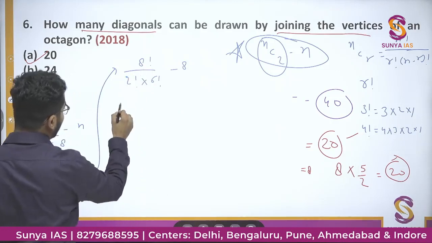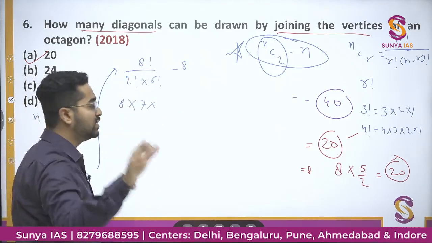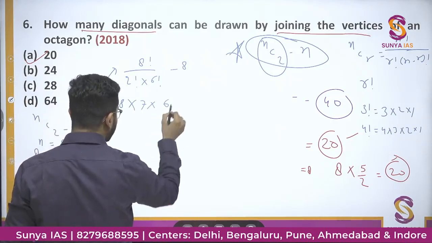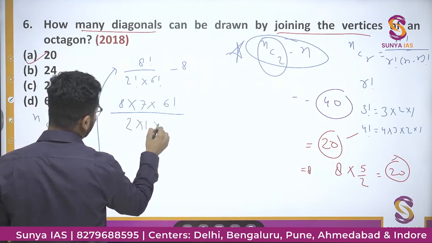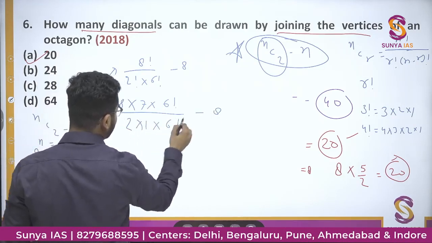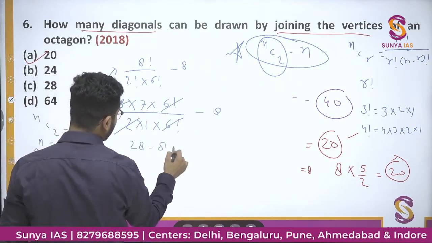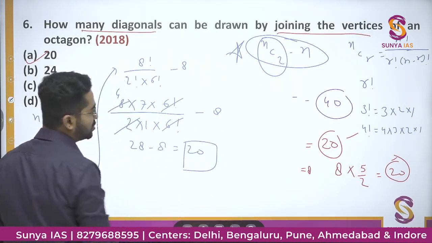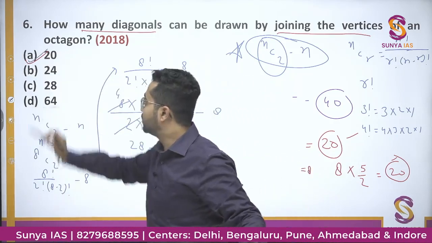So 8 factorial, what can I write? 8 into 7 into 6 into 5 into 4 into 3 into 2 into 1. That means it can be written as 8 into 7 into 6 factorial upon 2 into 1 into 6 factorial, minus 8. 6 factorial cancels, 4 times 7 is 28, minus 8, that is 20. So you are getting this answer 20 again. So the correct option would be 20.